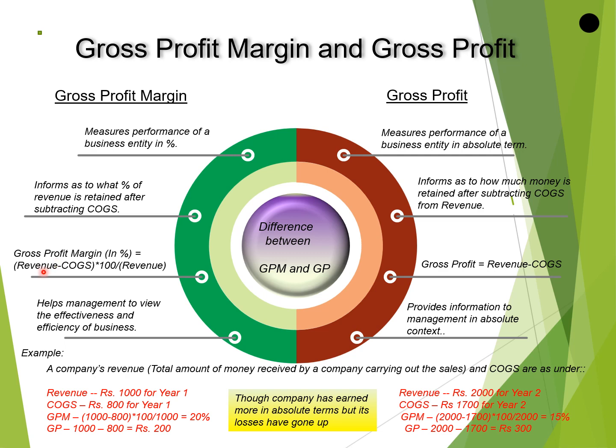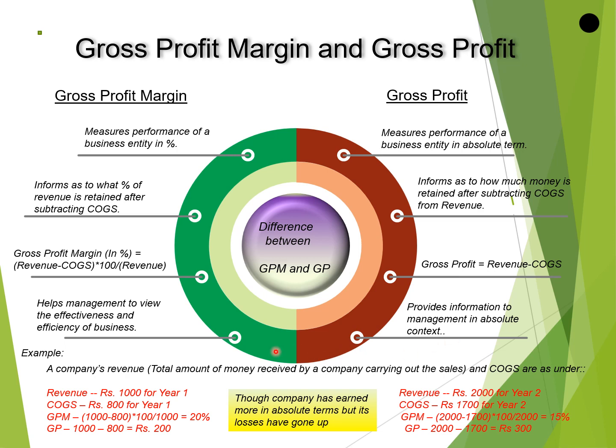This formula is very important. Gross profit margin in percentage is equal to revenue the company has earned minus cost of goods sold, into 100, divided by revenue. Whereas the gross profit is equal to simply revenue it has earned minus cost of goods sold. Then gross profit margin helps the management to view the effectiveness and efficiency of a business, whereas, as we said before also, gross profit provides information to management in absolute context.